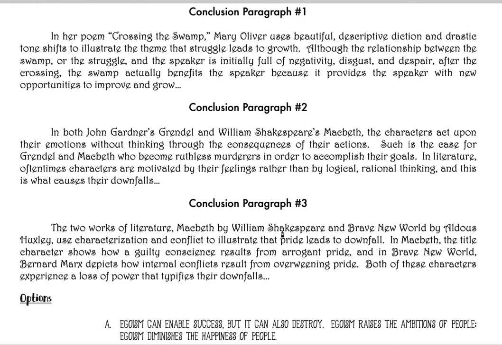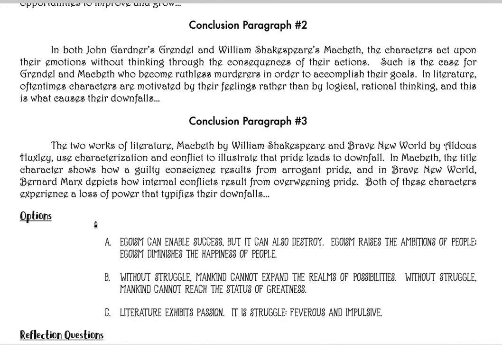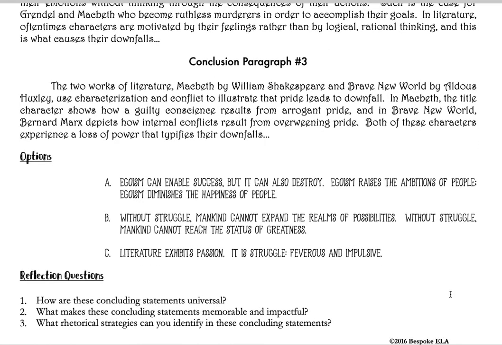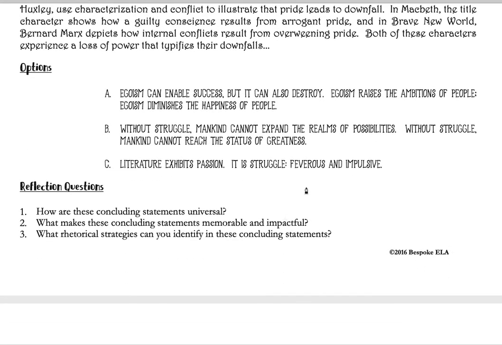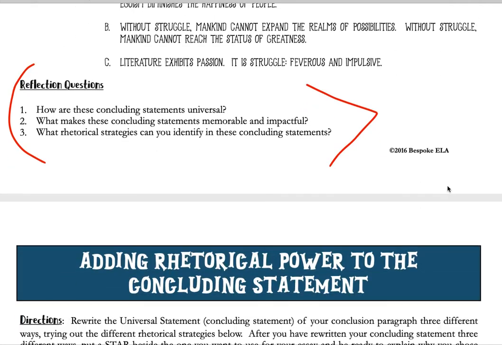So you've got 3 concluding paragraphs, and then you've got 3 options for universal statements. Match those together. And once you've done that, think about how these concluding statements are universal, so how they can apply to a broad topic. I want you to think about what makes those concluding statements memorable and impactful, and what rhetorical strategies you can identify in these concluding statements. So whether it's contrasts or parallel structure or anything like that that was talked about in your hook, those are rhetorical devices or strategies that you can think about for your conclusion as well.